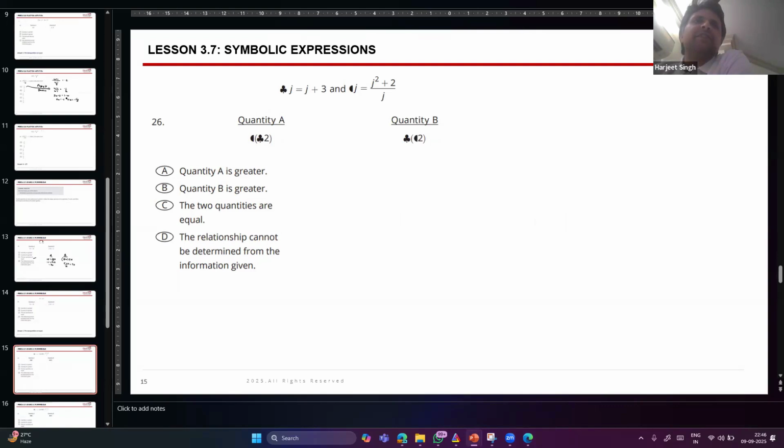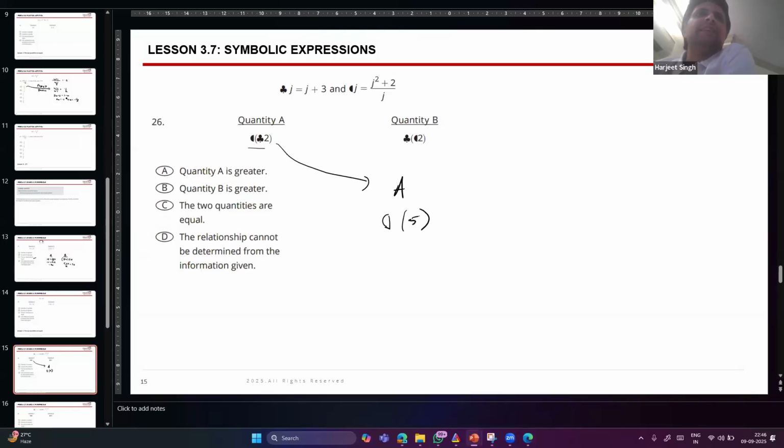Okay. Now what's this? This is like that card spade. J spade equals j plus 3, which means you're incrementing by 3, and this semicircle of j is j square plus j by 2. Fantastic. So let's solve for a. So how will you do a? You put 2, it's 2 plus 3, which is 5, and then you put the 5 into the second equation, so it's 5 squared plus 2 over 5, and that's 27 over 5.